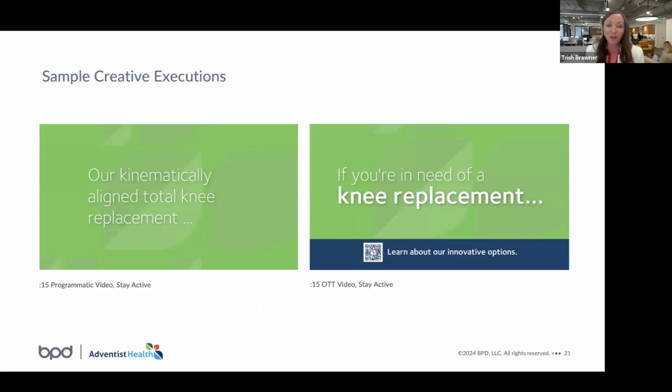The first thing I want to call out is what you see on the screen. It says kinematically aligned total knee replacement. That's a mouthful, and I think a great example of what Erica spoke to, where we were using higher level vocabulary, but we were comfortable with it given what we knew about this audience. So I'm just going to click play here and share it with you.